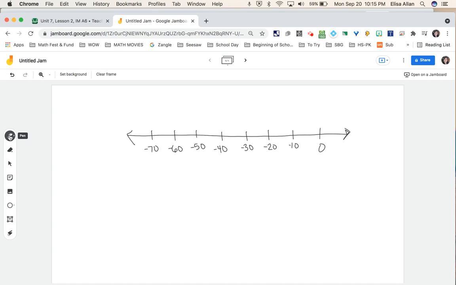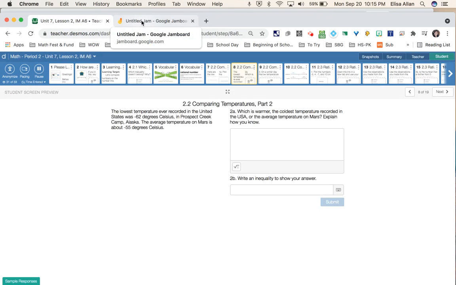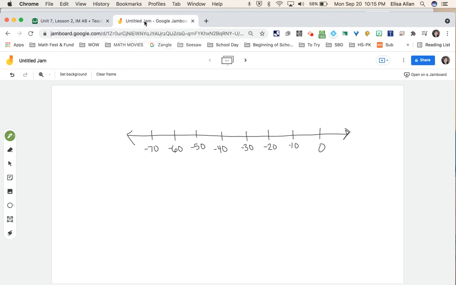And so plotting first, for Alaska, we said that the lowest temperature recorded in Alaska was negative 62 degrees. So negative 62, here's negative 60. I still need to go negative 2 more away, so 2 more to the left. So about here would be about negative 62. And this would be for the place in Alaska or USA.